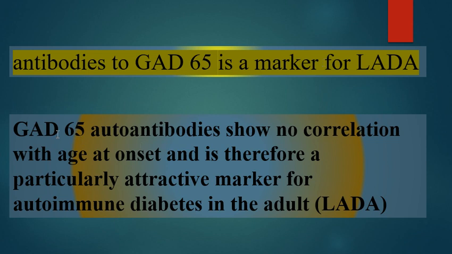So, luckily enough, autoantibodies to glutamic acid decarboxylase 65 do not correlate with age. So they show no correlation with age at onset, and are therefore a particularly attractive marker for autoimmune diabetes in adults, or LADA.